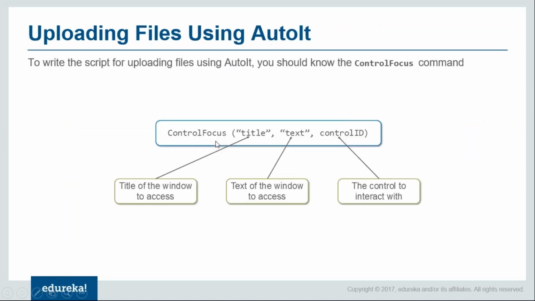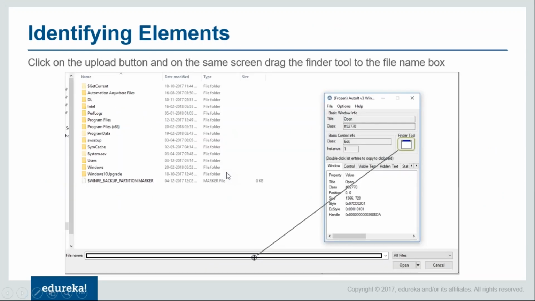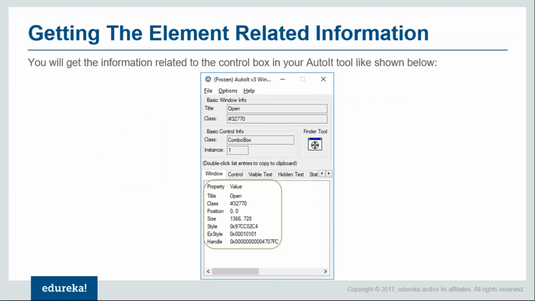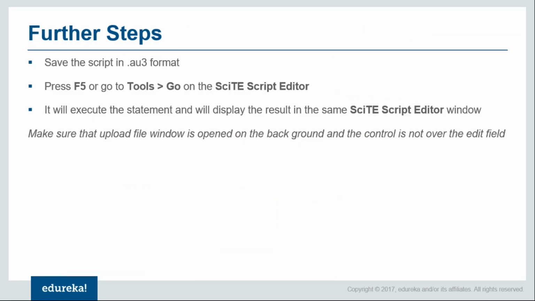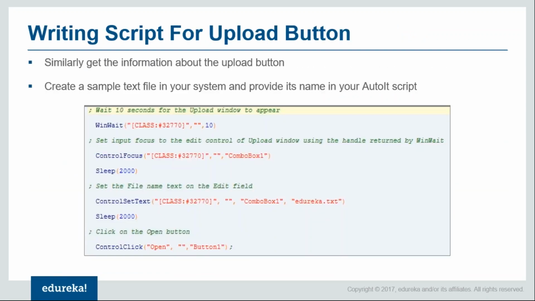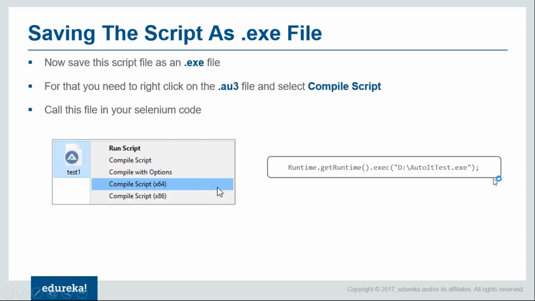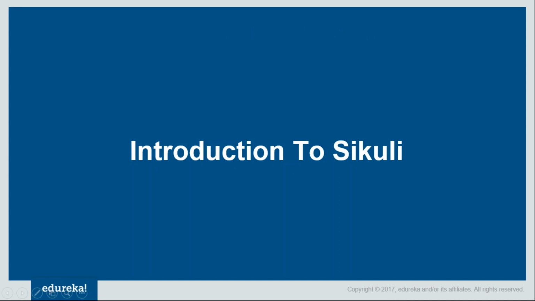So we downloaded it and we saw how to work with the different methods. You have the script editor, you have the Windows info tool, and we also have something called the compiler, which will compile your AU3 file into an .exe file. All you have to do is, using your runtime class, convert the script into .exe, and execute it using that runtime class.